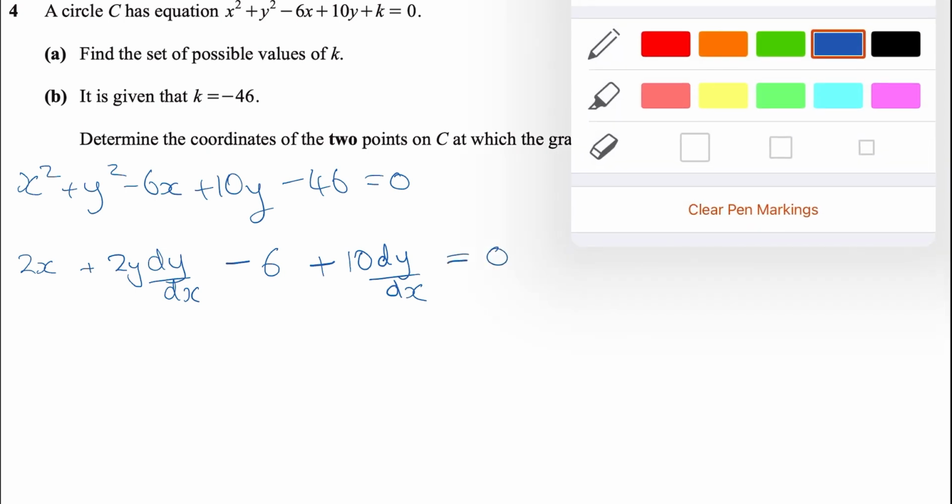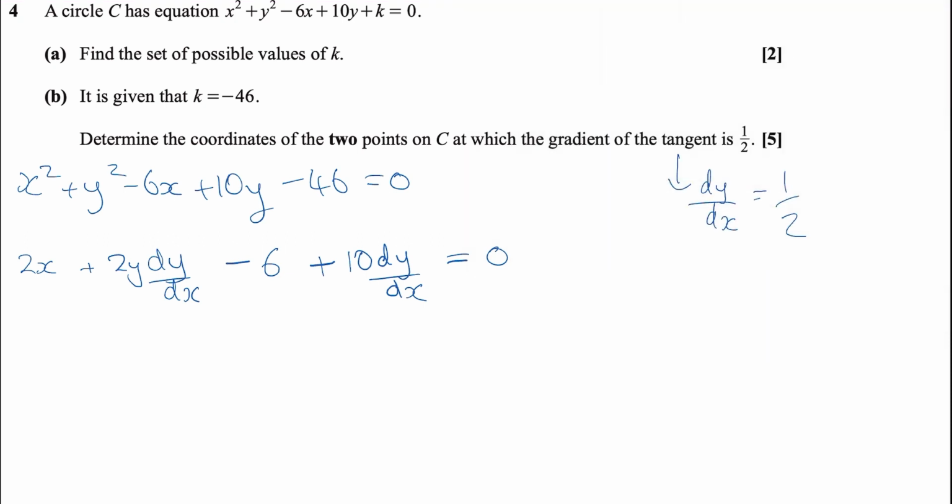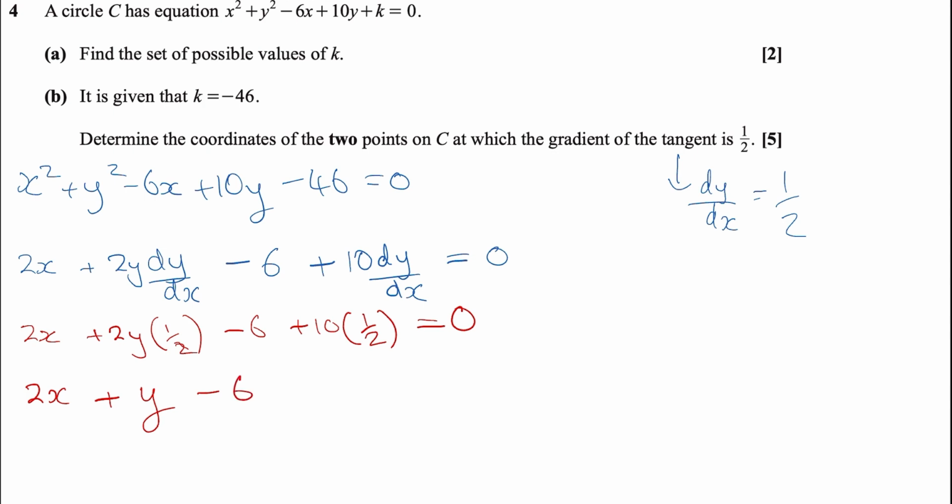So what I'm going to do now, I'm going to substitute in a half to dy by dx. So I get 2x plus 2y, lots of a half, minus 6 plus 10 lots of a half equals 0. So what am I working out currently? I'm working out the x's and y's which satisfy the gradient being a half. This is 2x plus y minus 6 plus 5 equals 0. And so 2x plus y minus 1 equals 0, so it equals 1.